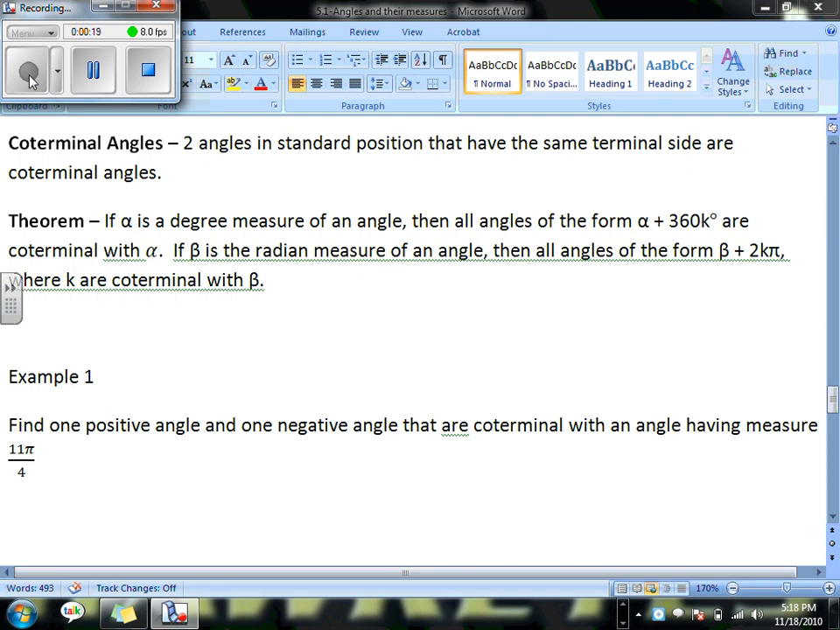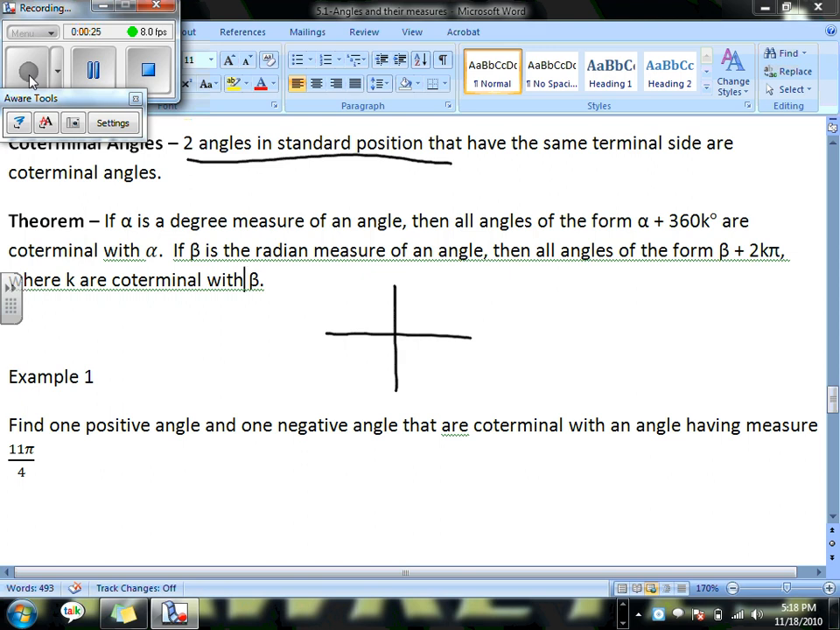Two angles in standard position. Remember what standard position is, let's break this down a little bit. Two angles in standard position, where the vertex of the angle is at the origin and the initial side extends to the x-axis. All right. Well, a coterminal angle: two angles in standard position that have the same terminal side are coterminal angles.